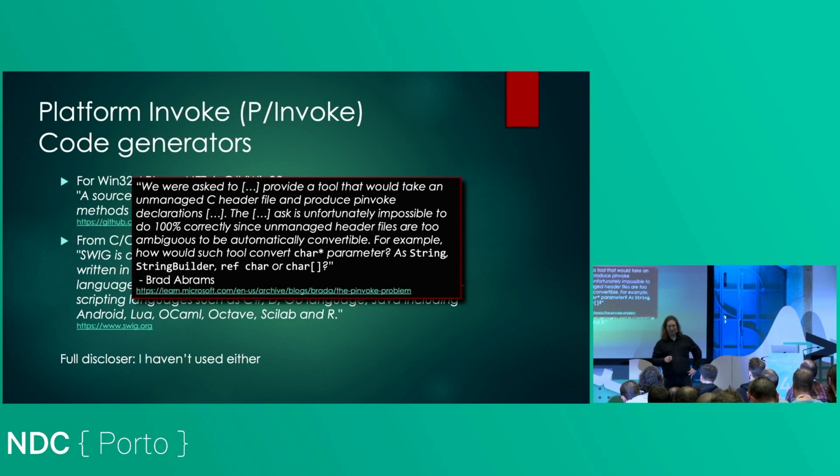It cannot. And I have this little quote from Brad Abrams. So the ones who've been there for .NET 1.0, 1.1, they might remember him. He blogged about this back in 2004, because people were asking, why can't you just generate it? And the problem is ambiguity. Now, this might change with AI. Maybe AI can help and figure out the semantics of the parameters.